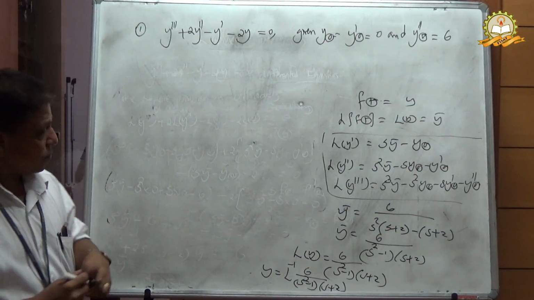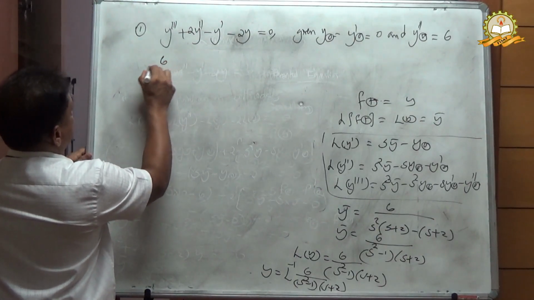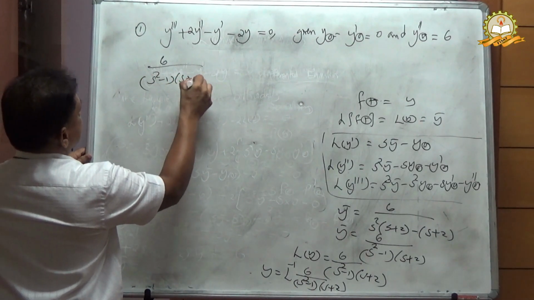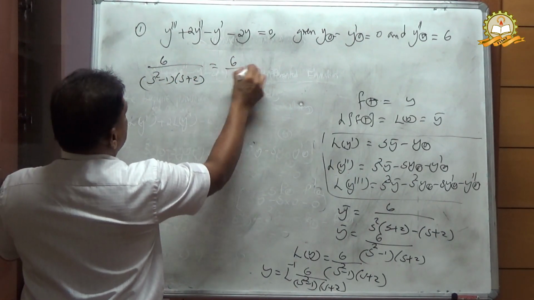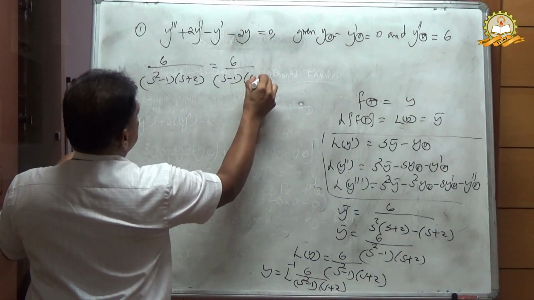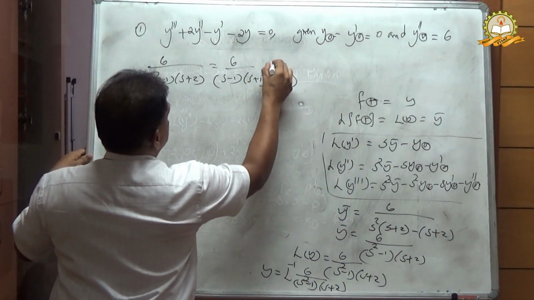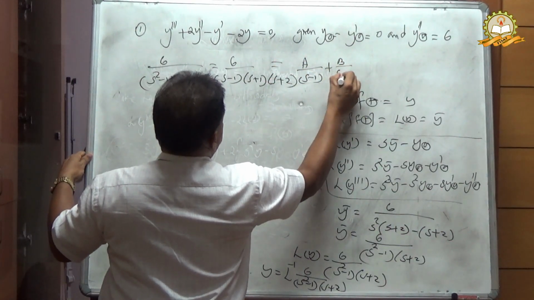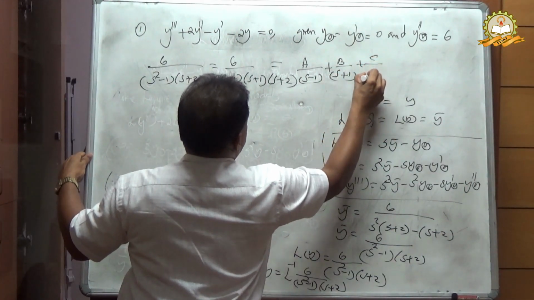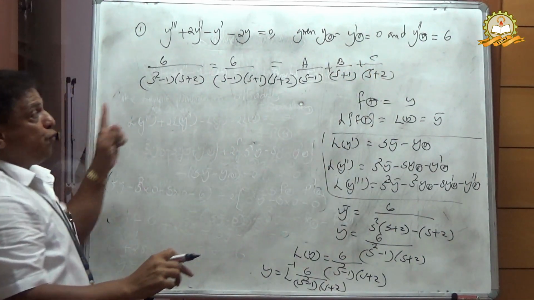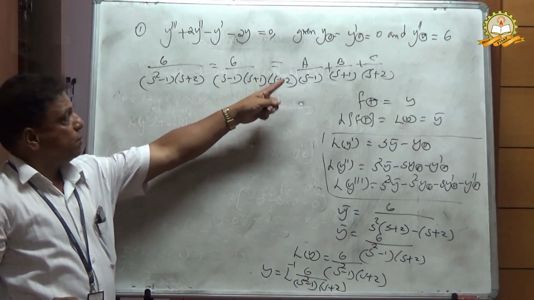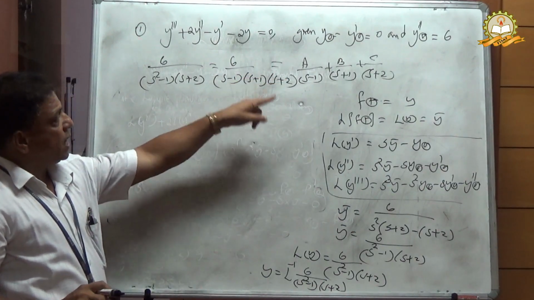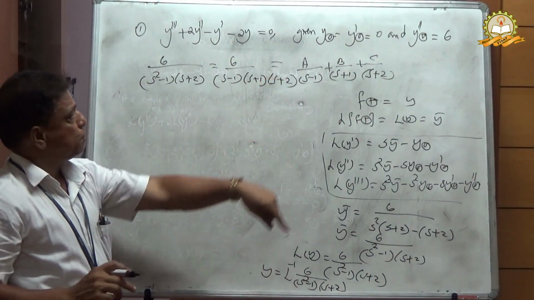For that, we take 6 by s square minus 1 into s plus 2 is equal to 6 by s minus 1 into s plus 1 into s plus 2. That is equal to a by s minus 1 plus b by s plus 1 plus c by s plus 2. This is the first method of the partial fraction. By the first method of partial fraction, 6 by s minus 1 into s plus 1 into s plus 2 can be taken as a by s minus 1 plus b by s plus 1 plus c by s plus 2.